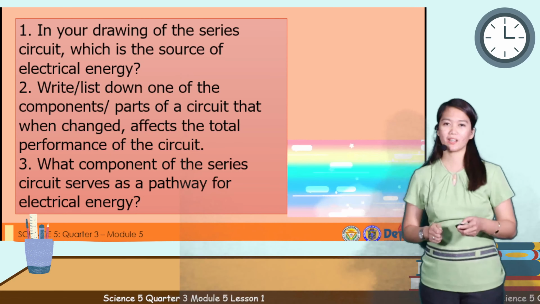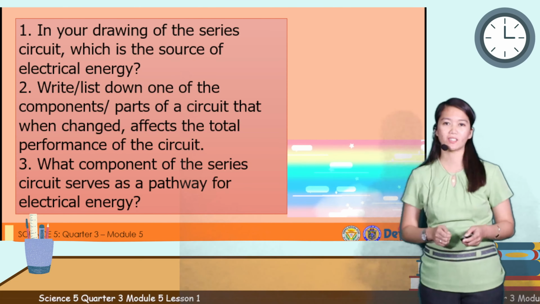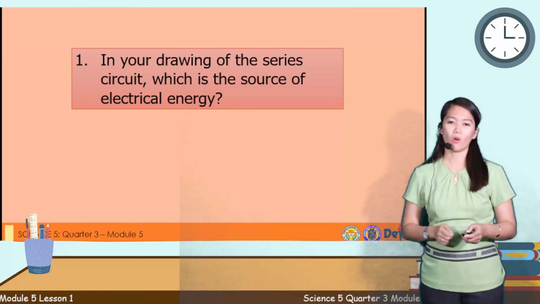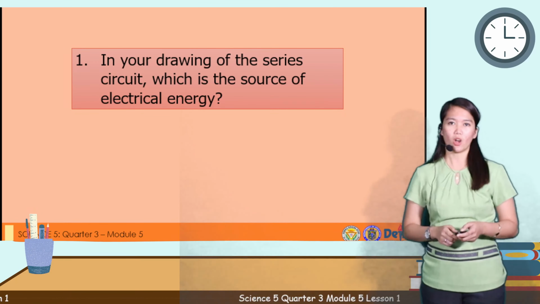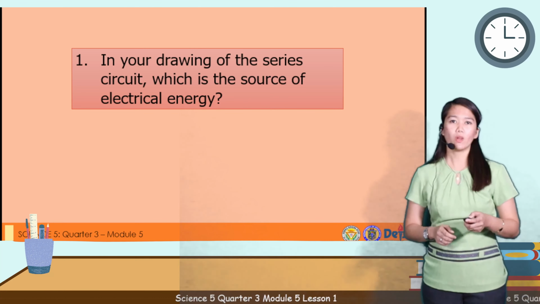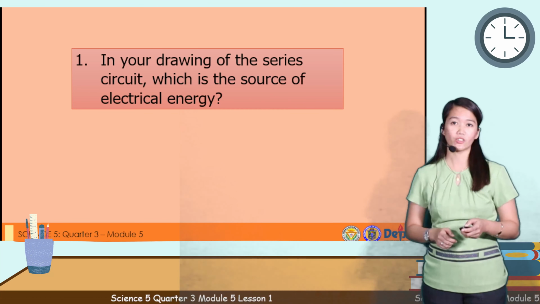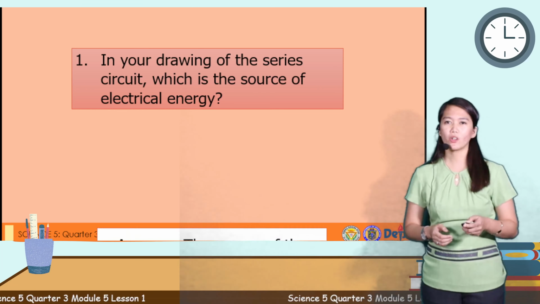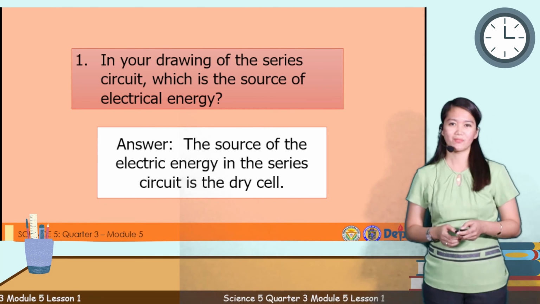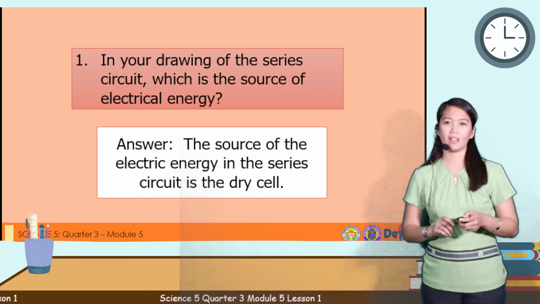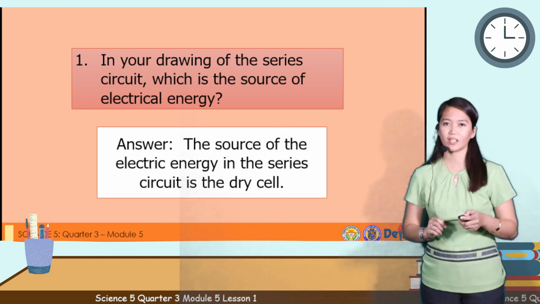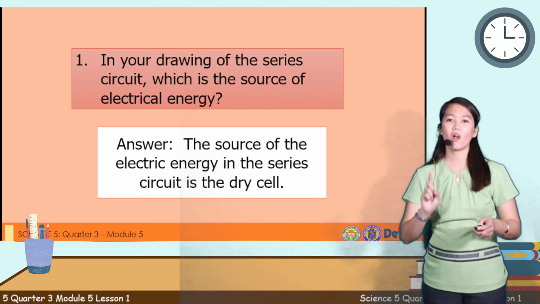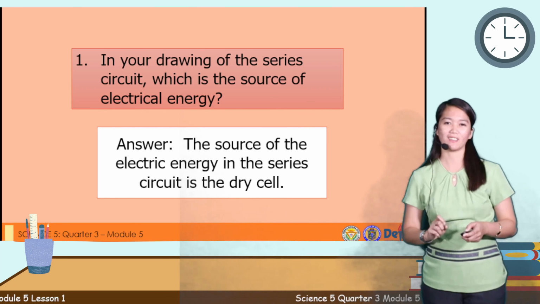Okay, good job learners. Now let us answer the questions. Number 1, in your drawing of the series circuit, which is the source of electric energy or electrical energy? If your answer is the source of the electric energy in the series circuit is the dry cell, then you are correct.